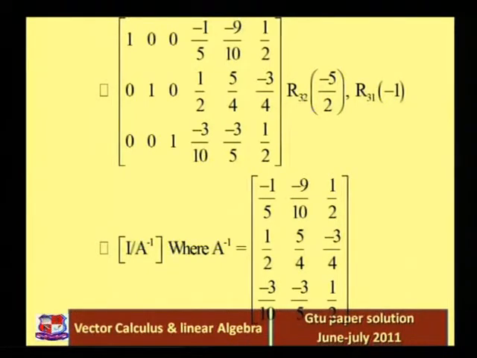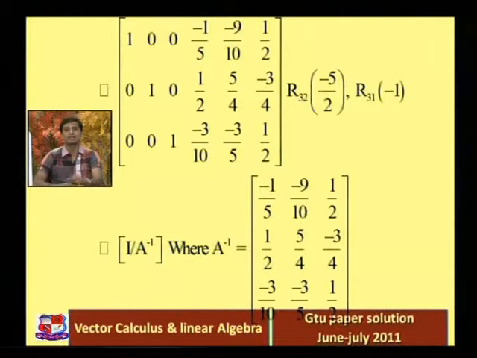Here is the process. We multiply the third row with minus 5 by 2 and add into the second row, and multiply the third row with minus 1 and add into the first row. So you can see on the left hand side we now have the identity matrix 1 0 0, 0 1 0, 0 0 1. Whatever matrix is on the right hand side, that is the inverse of the given matrix, right? So that matrix, minus 1 by 5 minus 9 by 10 1 by 2, 1 by 2 5 by 4 minus 3 by 4, minus 3 by 10 minus 3 by 5 and 1 by 2, is our inverse of the given matrix, right?